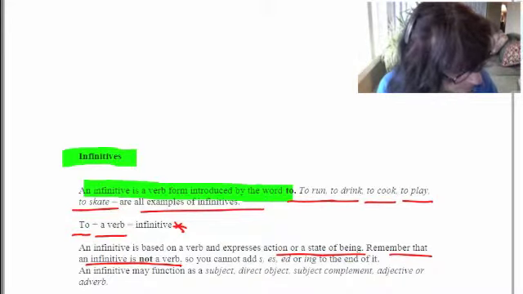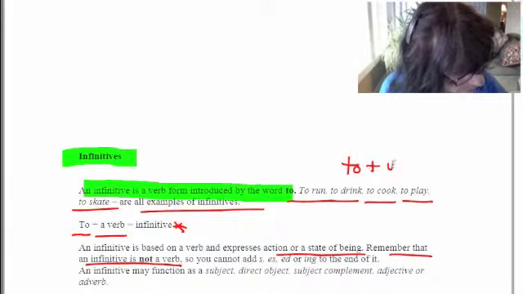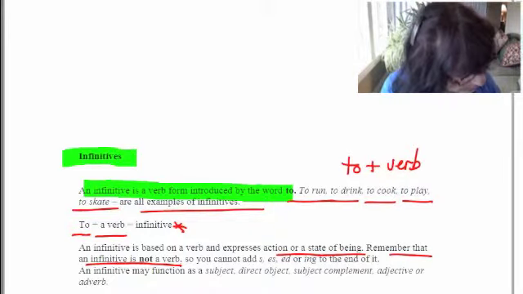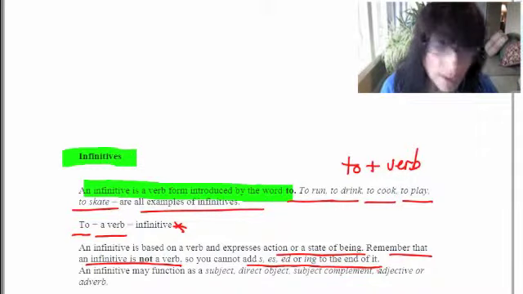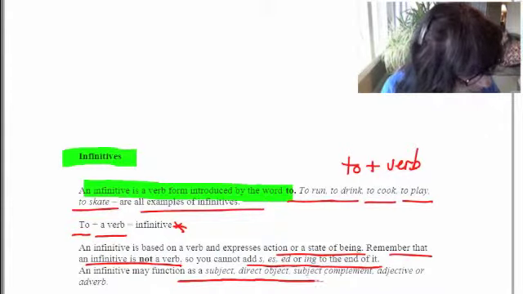So keep in mind that as soon as you see an infinitive, that would be the word to plus a verb, it's called an infinitive. It's not ever going to be the main verb of the sentence. So therefore, you can't add anything to it. You can't add an S, an ES, an ED, an ING, the way you would to a regular verb. An infinitive can function as a subject, a direct object, a subject complement, an adjective, or an adverb.